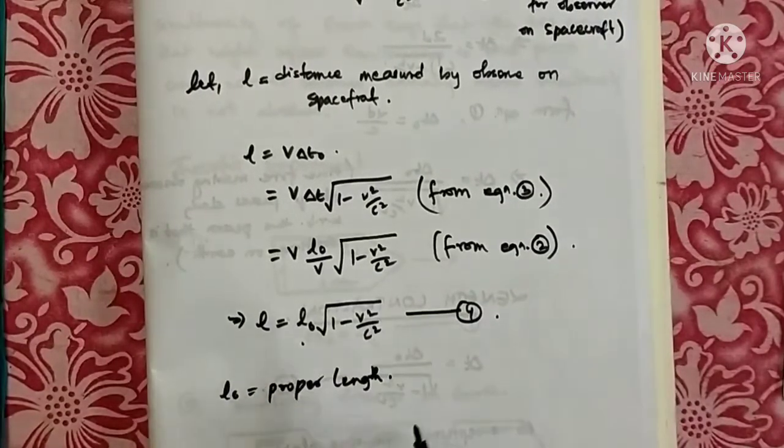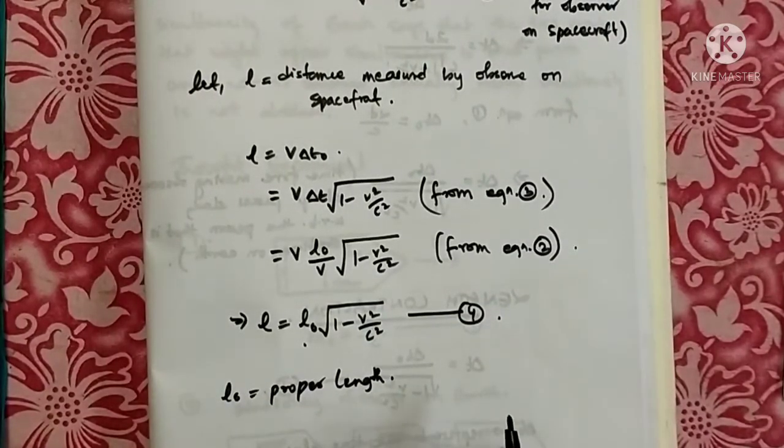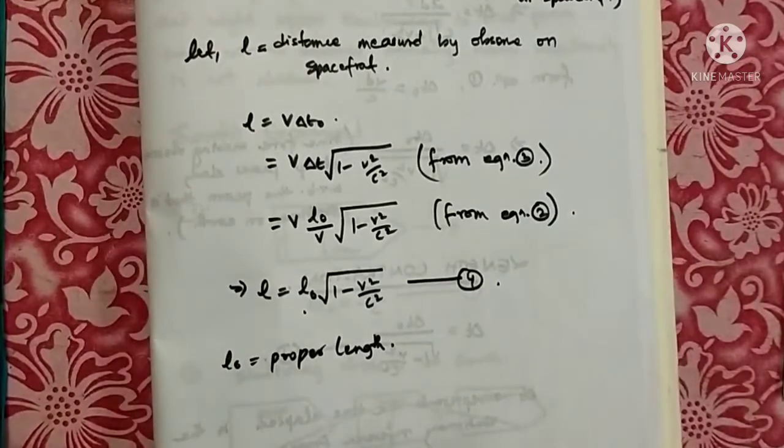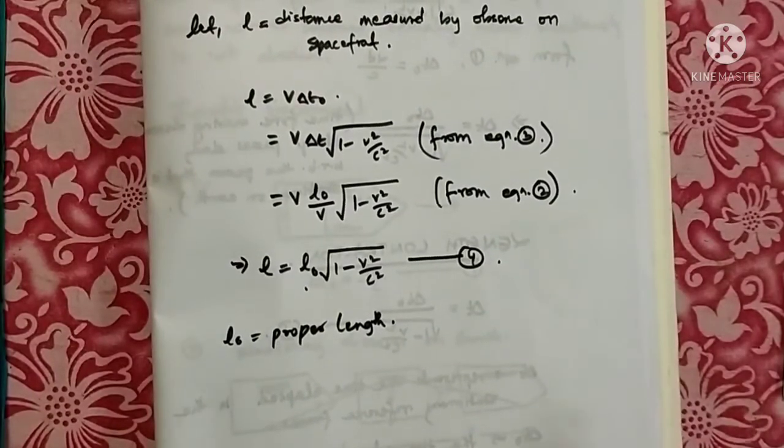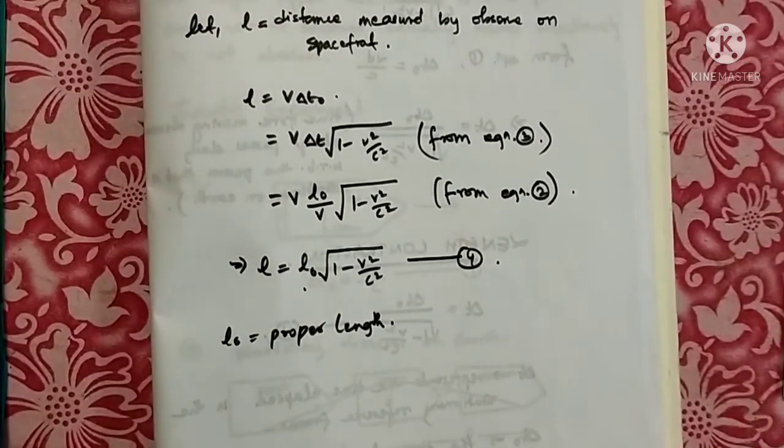It applies not only to distances that objects travel but also to their length. That is, the length of an object moving relative to a stationary observer is measured to be less in the direction of motion. And this is all we have in this video.